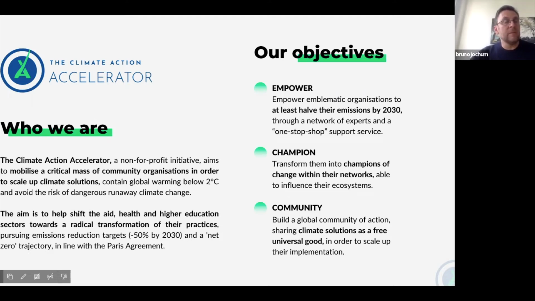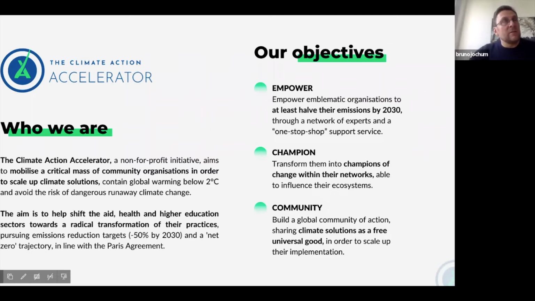The whole purpose is basically how to reach a radical transformation and reduce emissions by 50% by 2030 along a net zero trajectory in line with the Paris Agreement. Now, we have 3 key objectives in the Accelerator initiative. It's first, empowering organizations, basically how to move from intentions to action and to results, and to halve emissions. This is through a network of support resources, expertise, sharing of knowledge, and practically working on action plans and roadmaps.